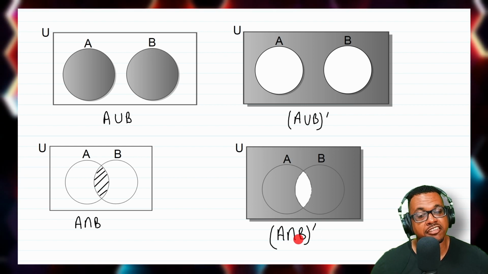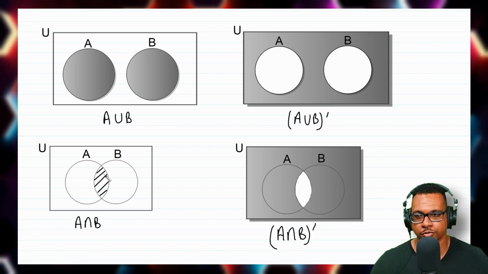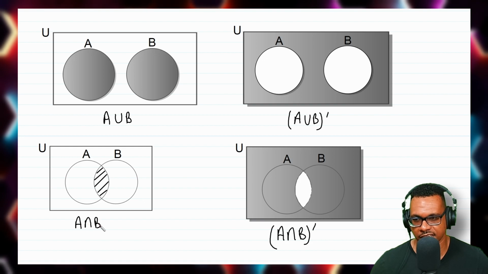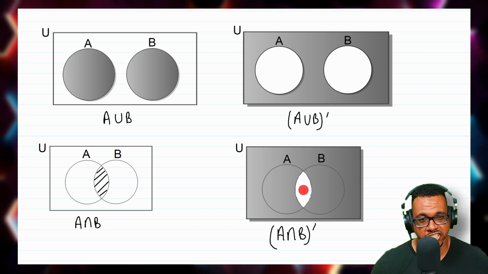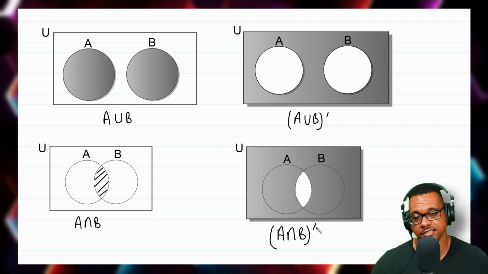So this means everything else is shaded except the intersection. That's what this means. So intersection shaded, A intersect B. Intersection not shaded, but everything except the intersection is shaded. So (A intersect B) complement.